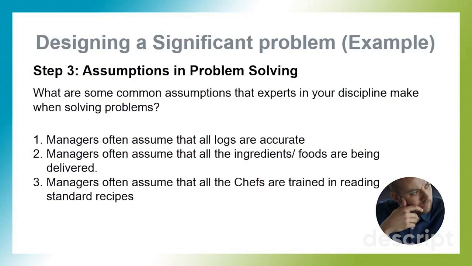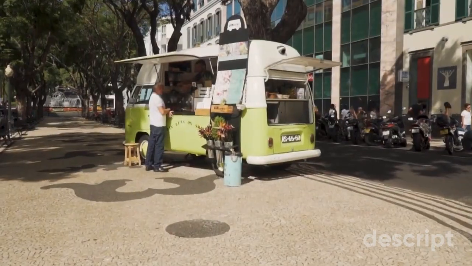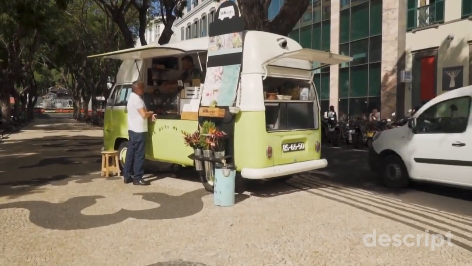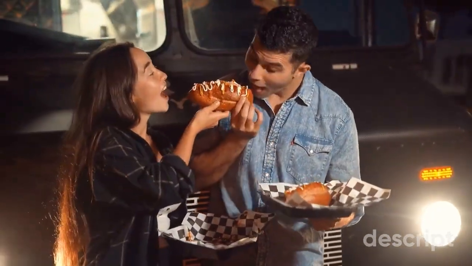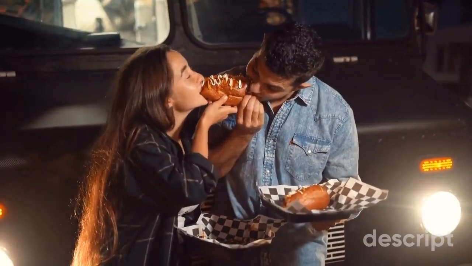Step number 3, assumptions in problem solving. Consider common assumptions that experts make when solving these types of problems. For example, managers in kitchens might assume that all logs are correct, all ingredients have been delivered, or all chefs are trained in reading standard recipes. Incorporating these assumptions makes the problem more interesting.